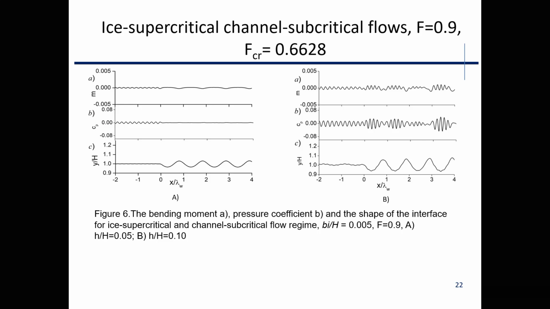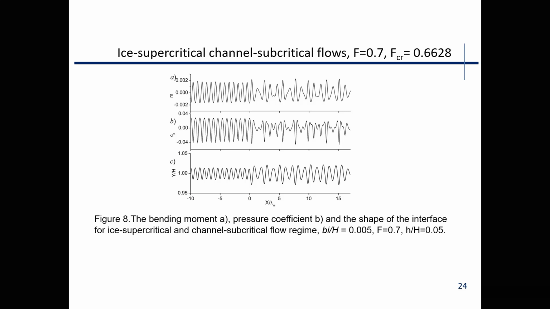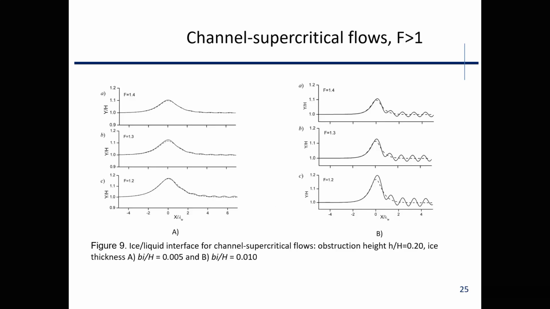Here, next slide please. Here is shown a similar result, but for a smaller Froude number, 0.8, a little bit closer to the critical Froude number. We can see that because the elastic wavelength approaches the gravity wavelength, they interact more significantly. And again, for a small height of the obstruction, the interface is almost sinusoidal downstream, but we can see the appearance of the elastic wave upstream.